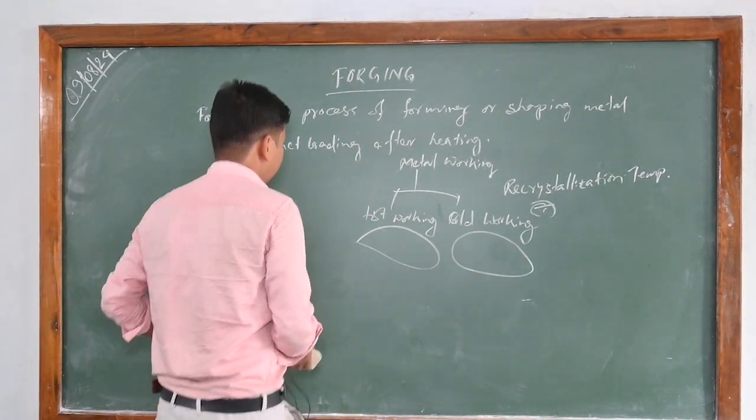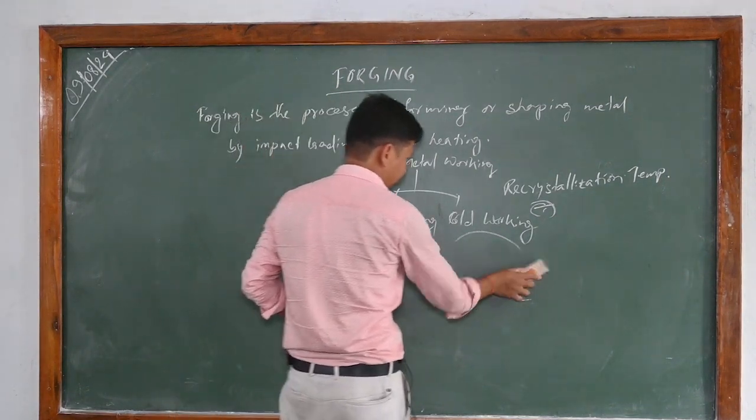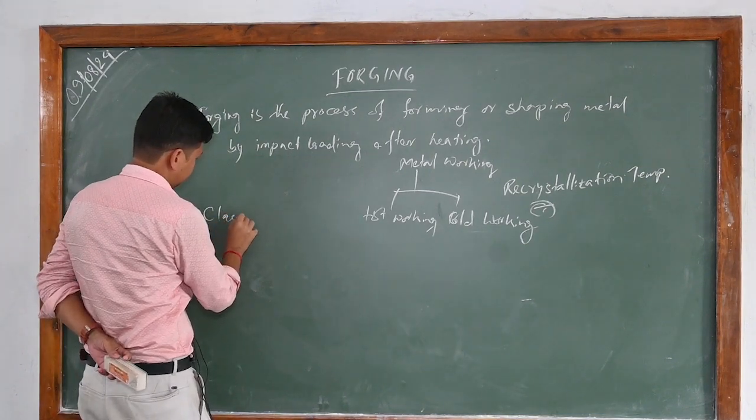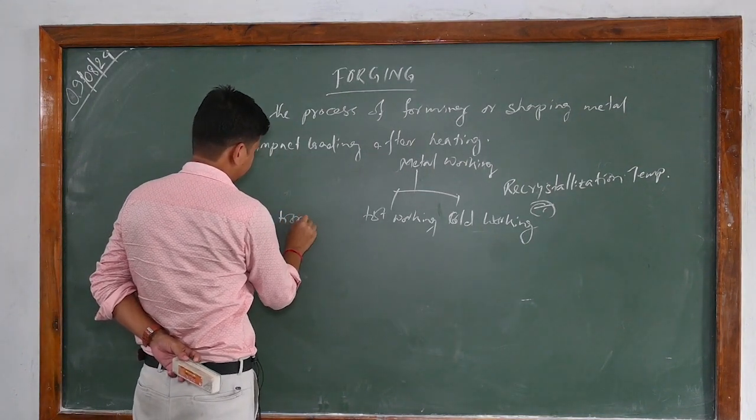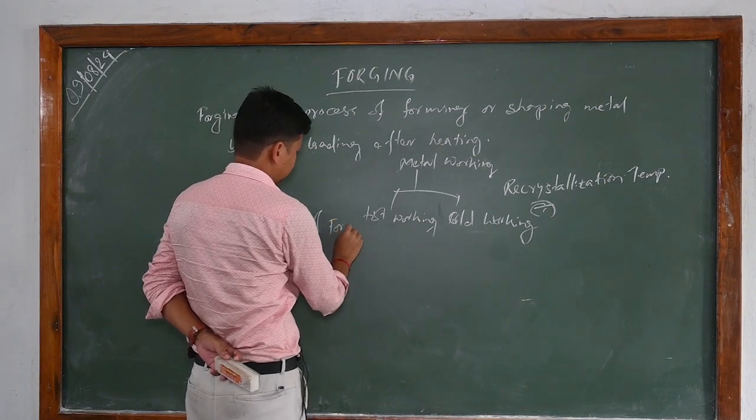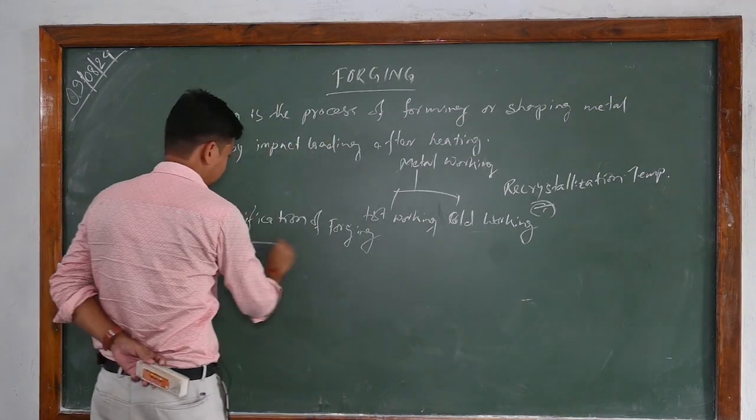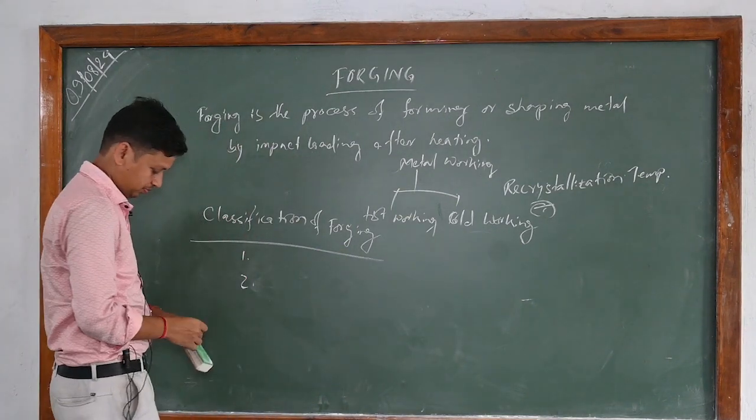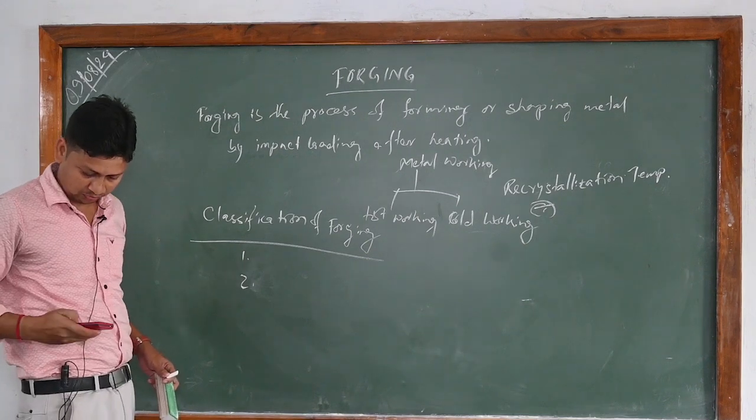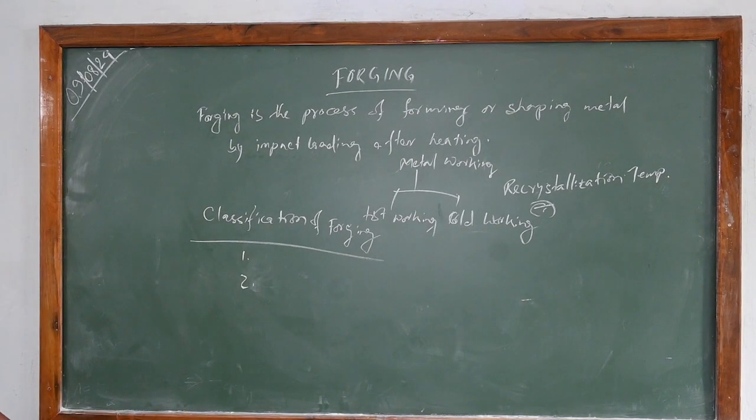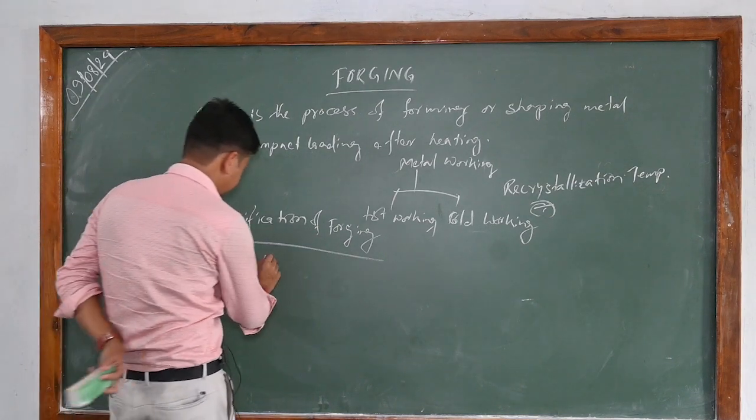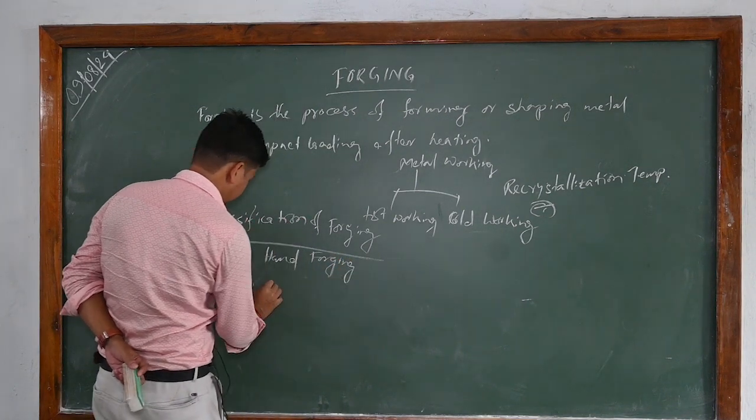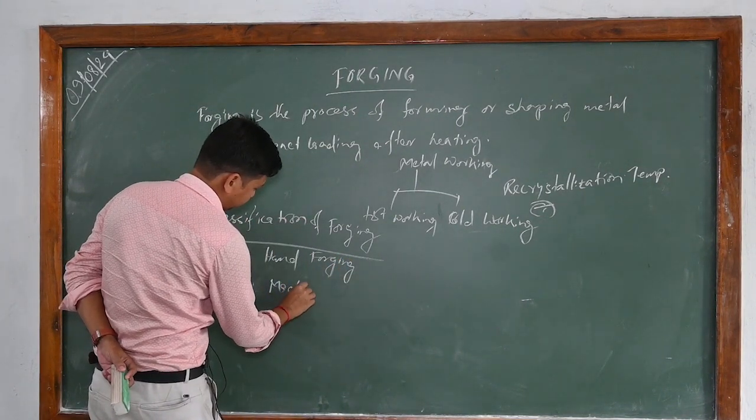After that we will classify the forging system. Classification of forging. In classification of forging, we can classify forging into two types. One is hand forging, another is machine forging.